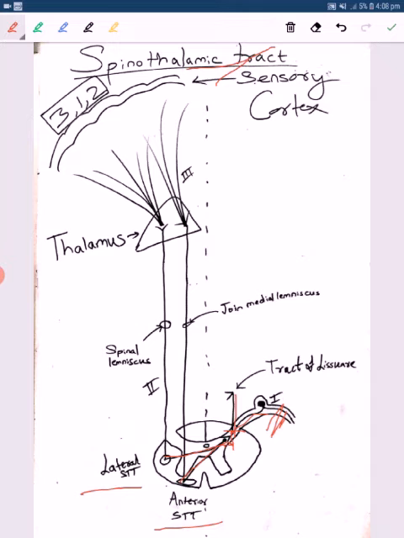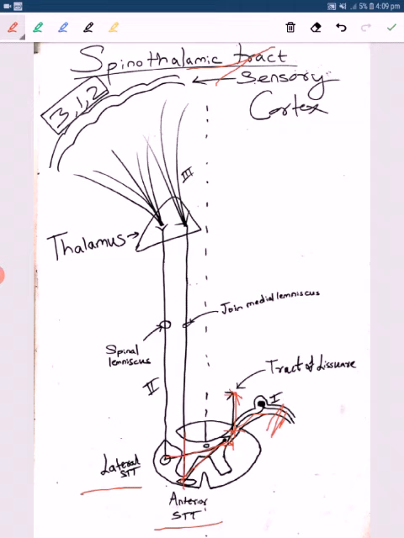But some fibers ascend one or two levels upwards, which is called the tract of Lissauer, which is very important. For example, if there is a lesion at a spinal level, consider T7, a lot of times pain and temperature sensations at the level of the lesion may be intact, because some fibers have crossed over, some have ascended upwards, and some have ascended upwards and then crossed over to the opposite side. Therefore, those sensations might get preserved at that level. So that is the particular importance of the tract of Lissauer.